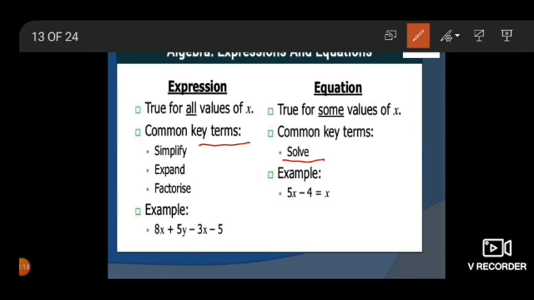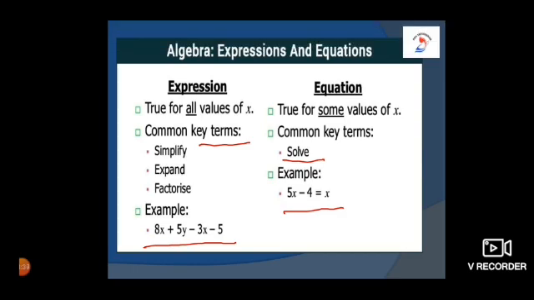The next one, I have even given an example for an expression. Look at the example of my expression. It is 8x plus 5y minus 3x minus 5. It does not have an equal to sign. So it is called an expression. Next, an equation. The equation here is 5x minus 4 is equal to x. See, the equal to sign is present. So it is called an equation.